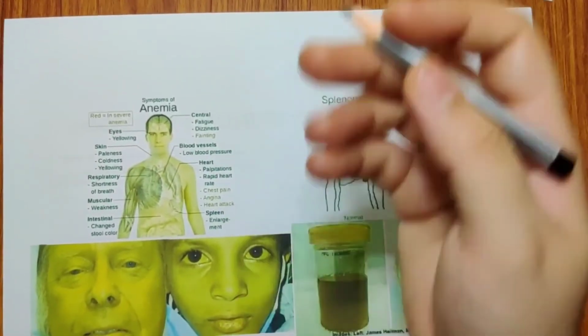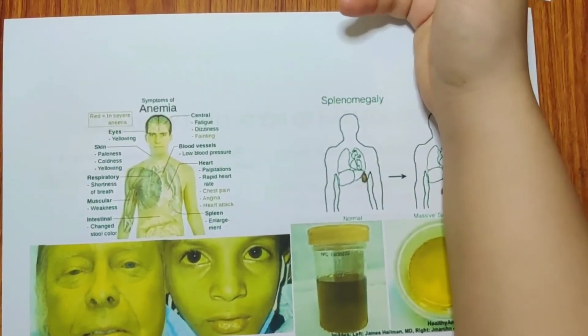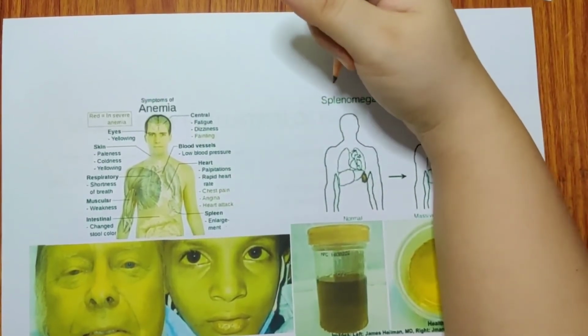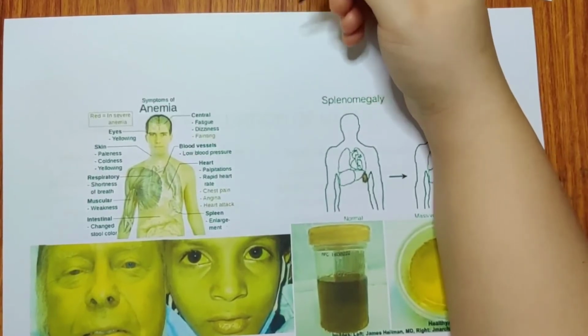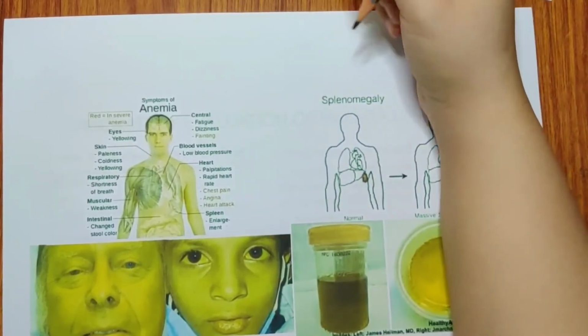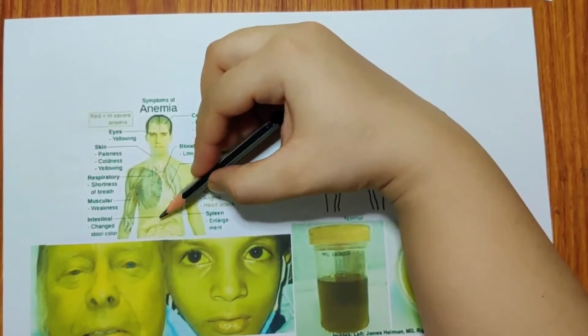Why enlarged spleen? Because so many RBCs are deformed, everything will have to go to the spleen. Once they go to the spleen, it gets overworked. Because it gets overworked, your spleen enlarges. Okay. Now in the intestine, you can have changed color of the stool.